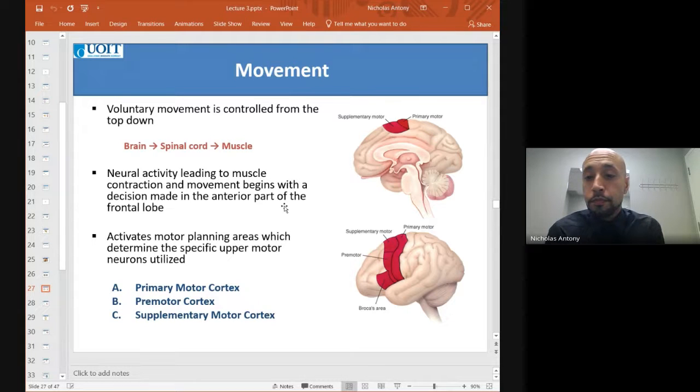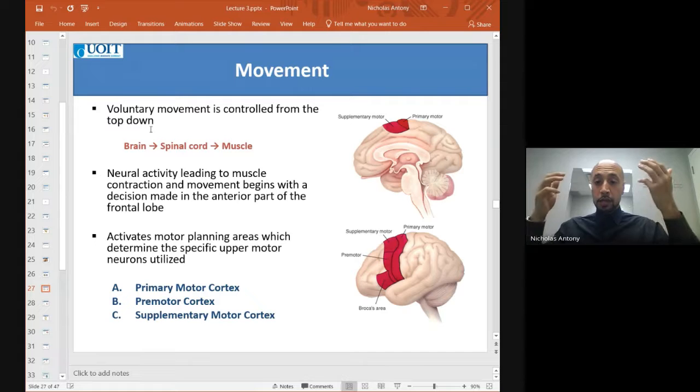Everyone okay so far? Because now we're going to look at the cerebrum and look at the part of the frontal lobe that is specific to the control of voluntary movement. So we're talking about motor control in this course, and we want to understand how we control movement from a neurological perspective. The way we control movement is from the top down. So we motor plan in the motor planning areas. And so those would be the primary motor cortex, the premotor cortex and the supplementary motor cortex.